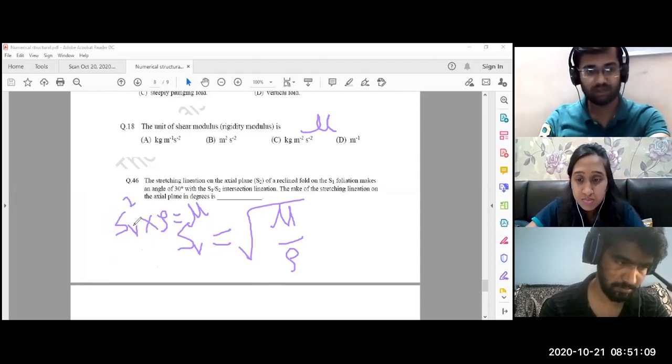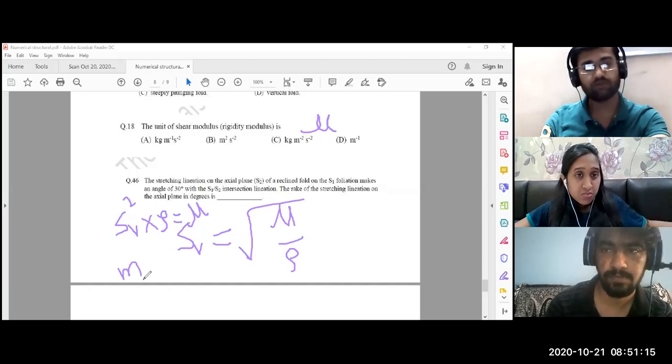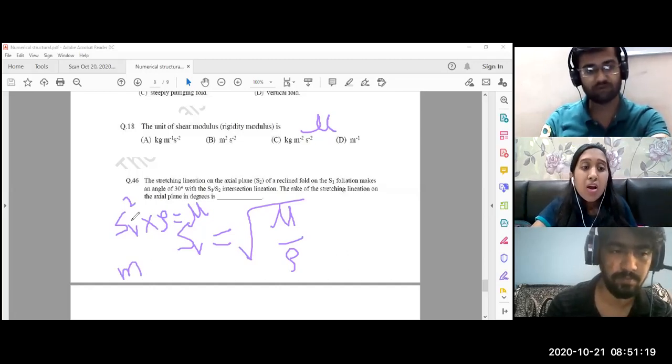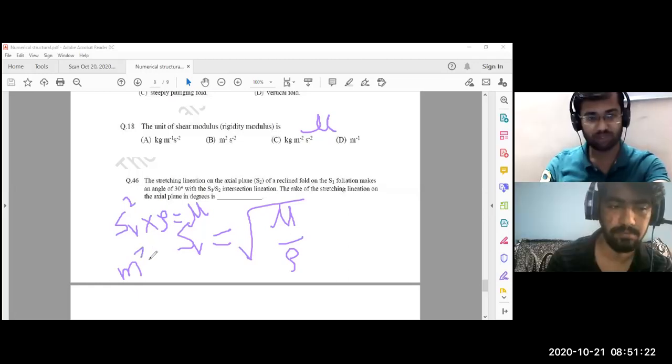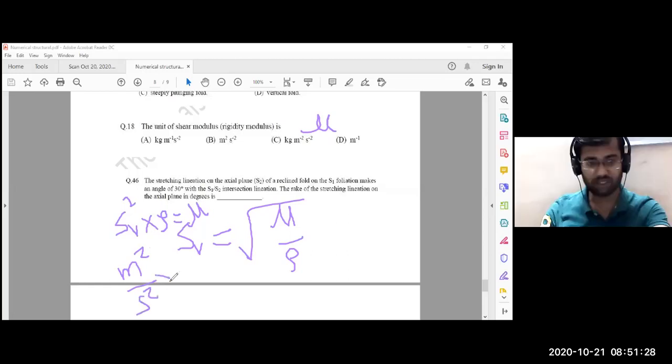So velocity squared, where S is the velocity. What is the unit of velocity? Meter per second. The square of meter per second means meter square per second square, multiplied by density. What is the unit of density? Here we have meter, so we will not use gram per cc.